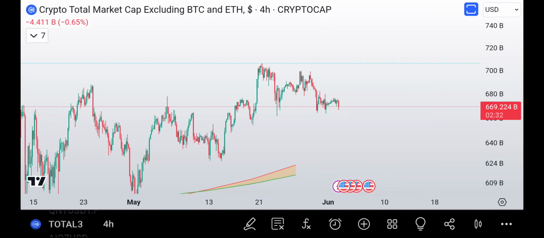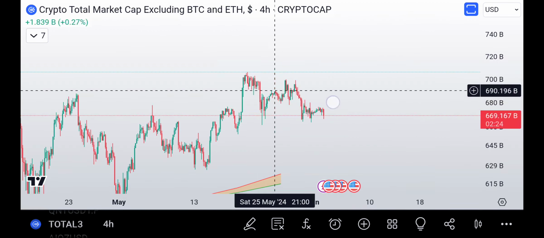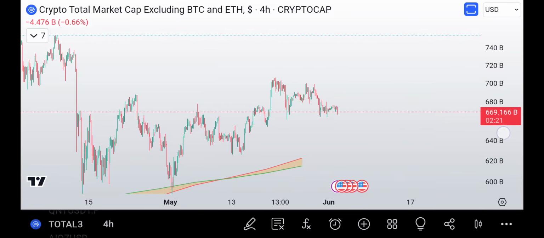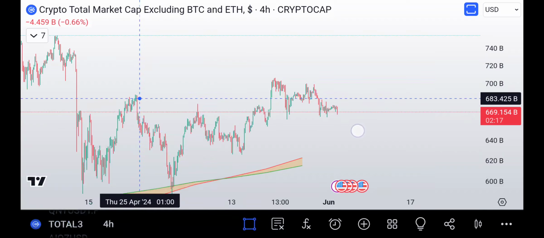So here's Total 3 of the altcoins. Bitcoin has that contracting triangle. It actually looks pretty decent, but Total 3 doesn't have that look to it. So it actually looks a little bearish, to be honest. It does look more bearish.